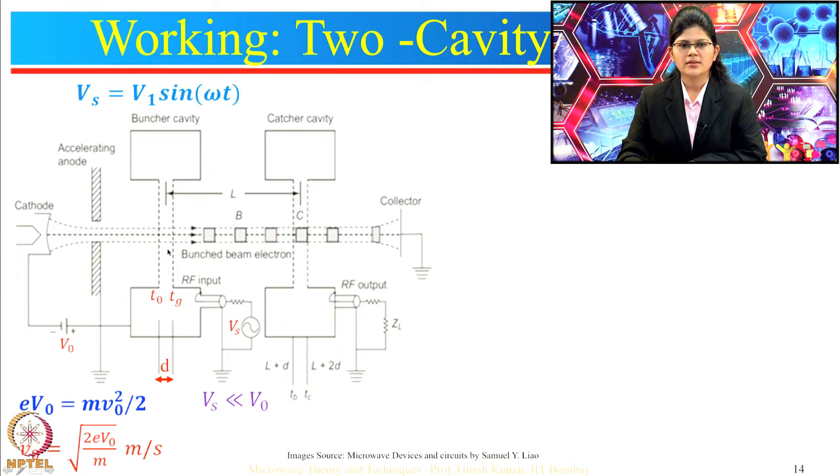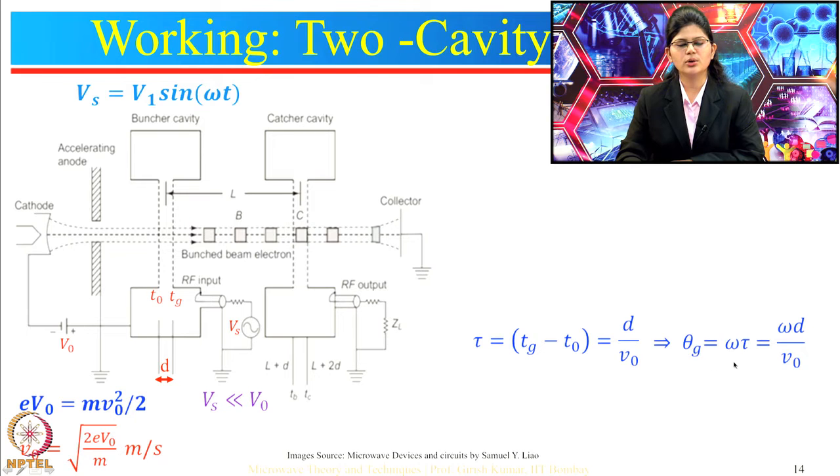Now, let us say the average time to reach this buncher cavity is T naught and the average time to leave the cavity is Tg. Then what will be the transit time? Transit time will be tau is equal to Tg minus T naught. And let us say the gap of this cavity is d, then the transit time Tg minus T naught is equal to distance divided by velocity, d divided by small v naught. And what will be the transit angle? Transit angle will be theta g is equal to omega tau, which is equal to omega d divided by small v naught.